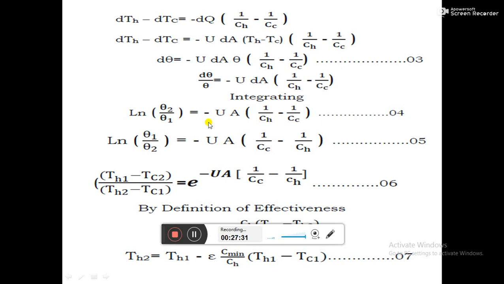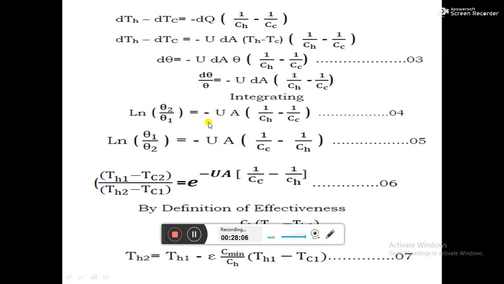Rearranging, equation number 4 can be written in the form ln (theta 1 by theta 2) equals minus U into A into (1 by Cc minus 1 by Ch). I have taken the negative sign on both left and right side. Call this equation number 5.